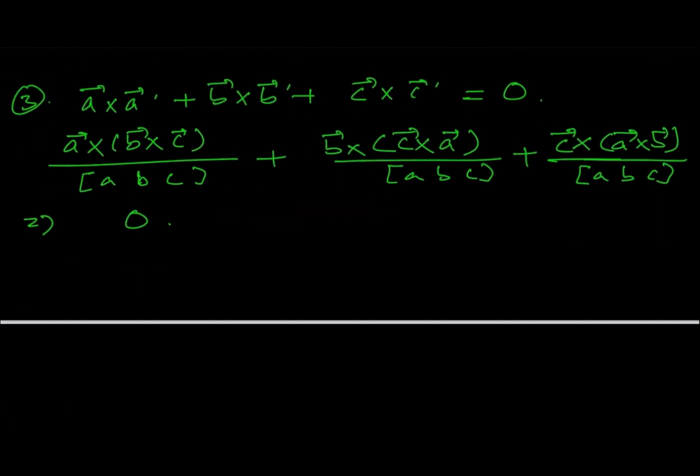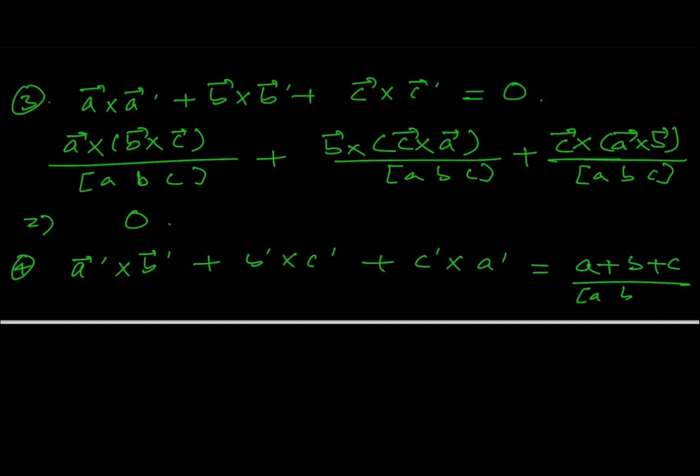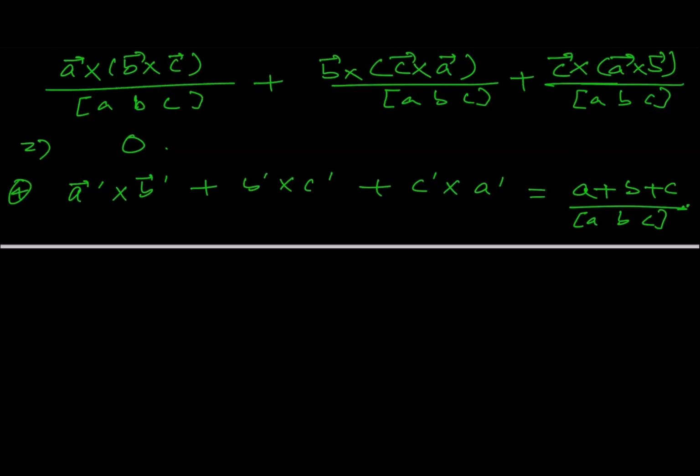Okay, now the fourth remark is C dash cross B dash plus B dash cross A dash plus A dash cross C dash is A plus B plus C upon box ABC, right? You can do this by yourself. It's your homework.